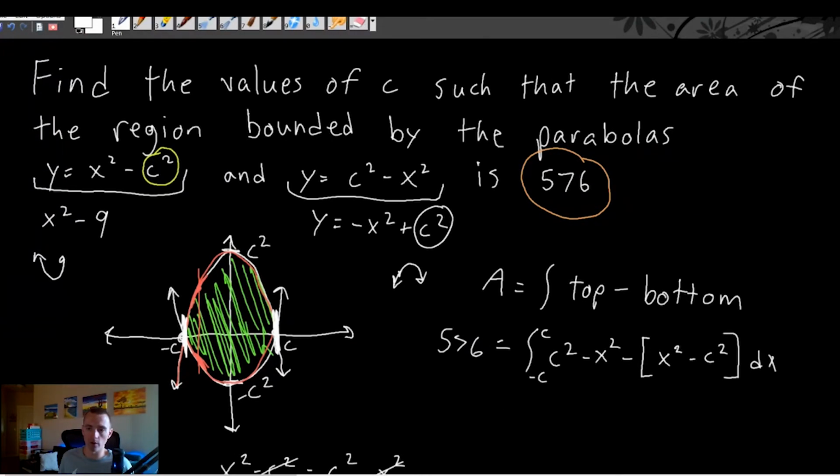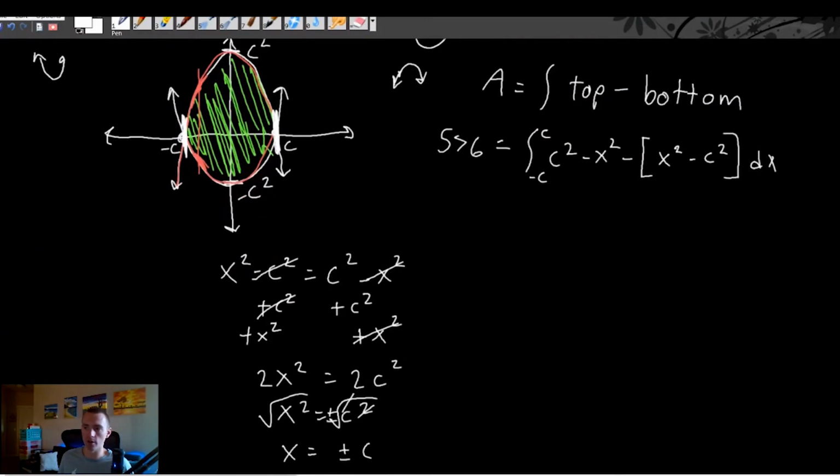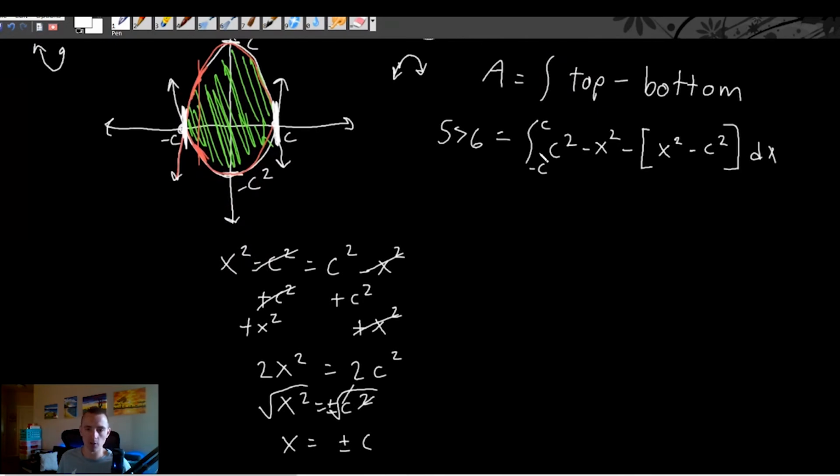So kind of a weird situation there. Usually when you're trying to use this area between two curves equation, you're solving for the area, but in this case we know the area. We're trying to solve for this other unknown constant. So what we can do now is simplify this integral.